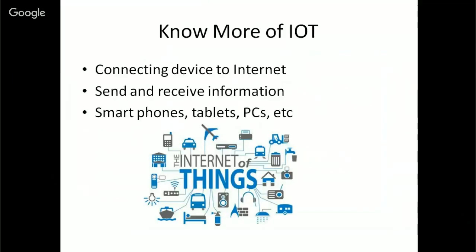Moving forward, to know more of IoT, it is nothing but the connection of your device, your electronic device specifically, to the internet. It is two-way communication of sending and receiving information. For example, if you have a switch at your home and if you want to turn that switch off, then you should be able to know whether that switch was previously turned off or previously it was on.